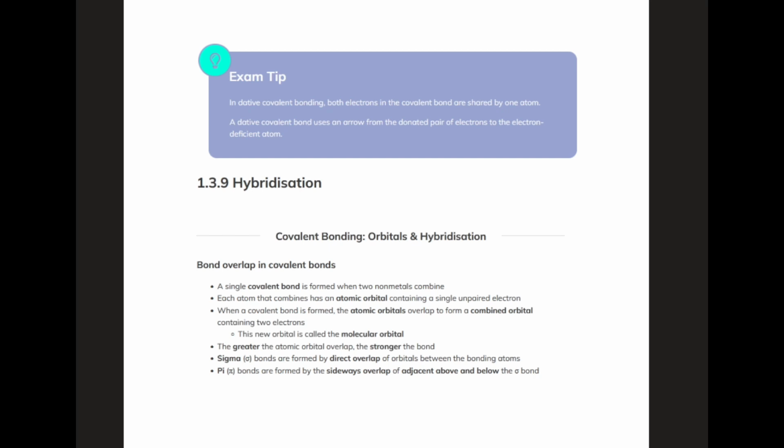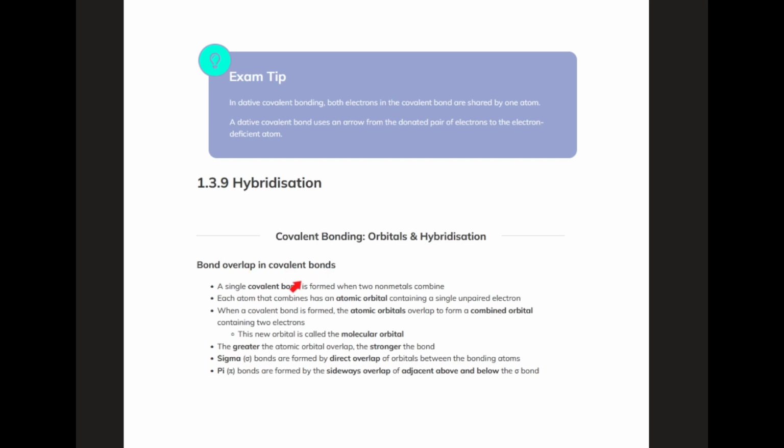Okay, so let's see hybridization. So what is hybridization? Maybe you heard of a hybrid car. A hybrid car is like they mix petrol as the source of energy and electric as the source of energy. They have two sources of energy. So they mix. That means hybridization is about mixing. So what are they going to mix here in covalent bonding? The orbitals are going to mix in a particular way. So you see how bonds overlap in covalent bonds.